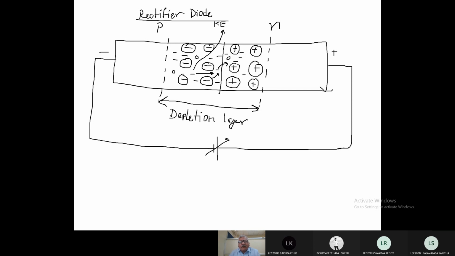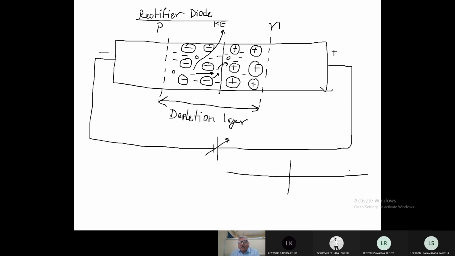If this reverse bias voltage is sufficiently high, then due to the high electric field, these charge carriers will attain a very high velocity, and when these high velocity charge carriers strike the atoms, they make the electrons come out of the atom, right? Then you will find a large number of electrons are there.